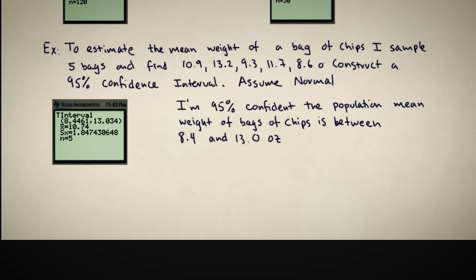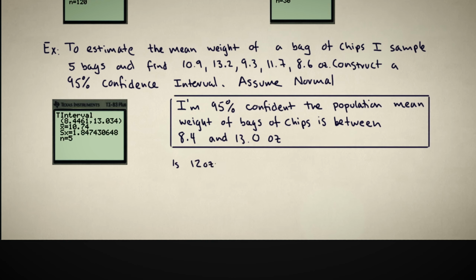Ooh, I like this. Put the conclusion in a little box. That makes me feel good. This is not a very good estimate. You know, I was really hoping to be able to rule out 12 ounces. Is 12 ounces plausible? Look, all these numbers, 10, 9, 11, and 8, all of those numbers were less than 12. So our data really suggests that 12 is not a plausible number.